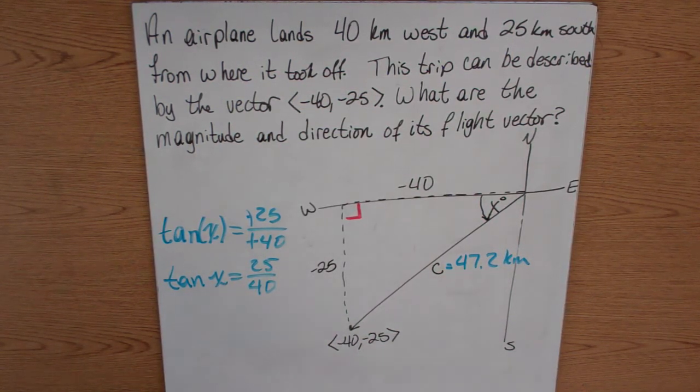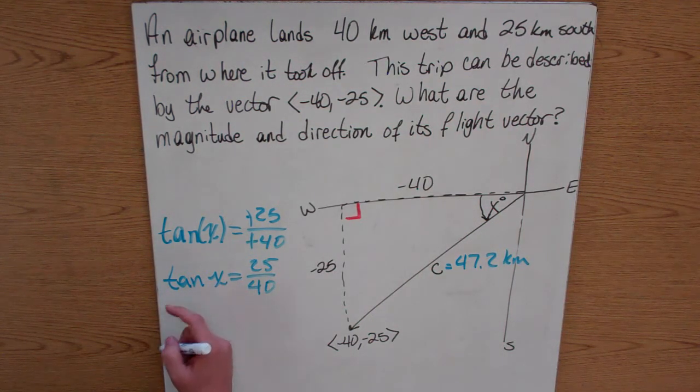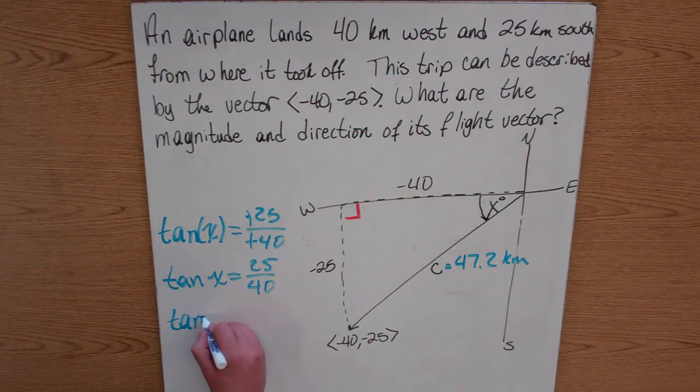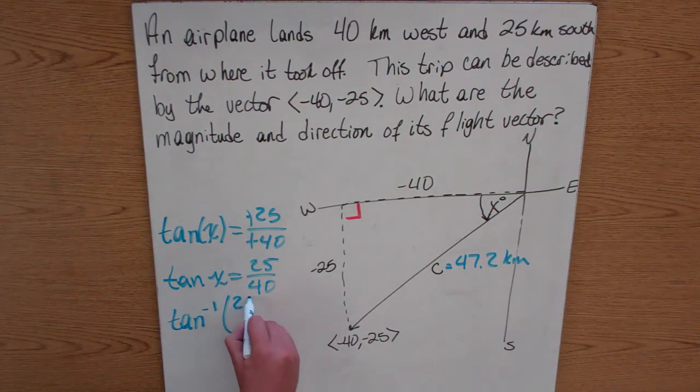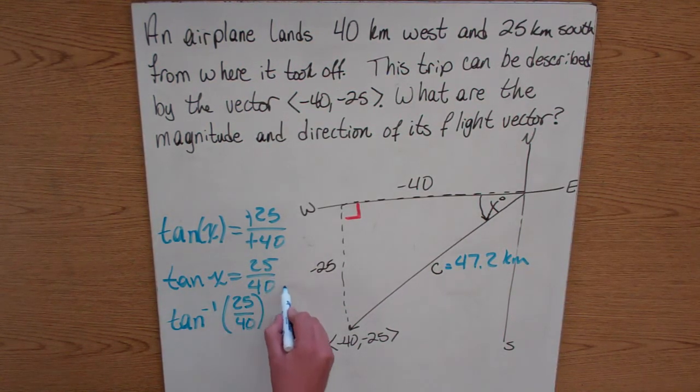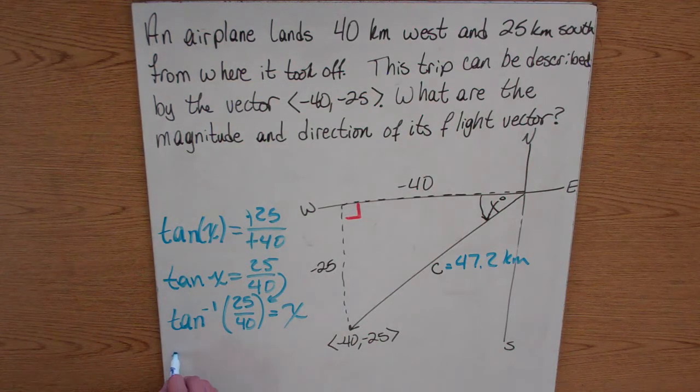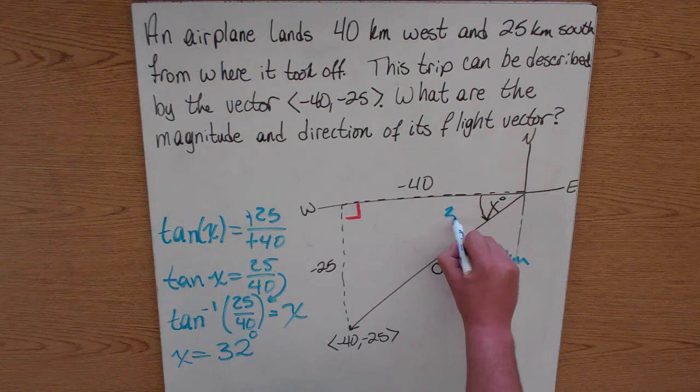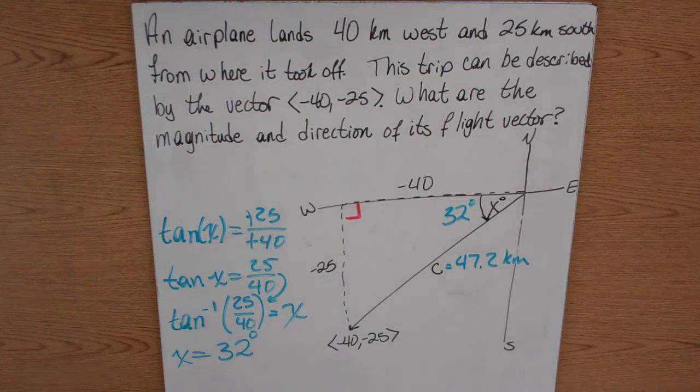Now remember, when you're trying to find the angle, you have to use the inverse trig. So do second tangent to bring up tangent to the negative 1 of 25 over 40. Just go ahead and type this straight in. Hit the equal sign, and that will give us x. So the inverse tangent of 25 over 40 is approximately 32 degrees. So this is 32 degrees in here. So now we found the magnitude and we found part of the direction.